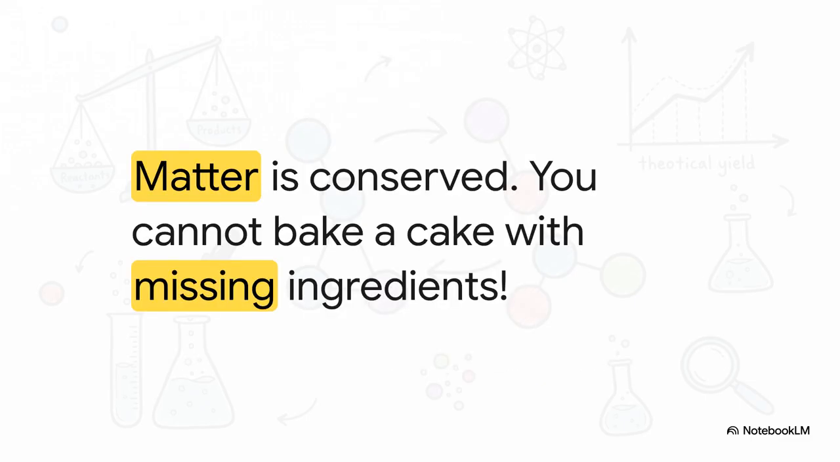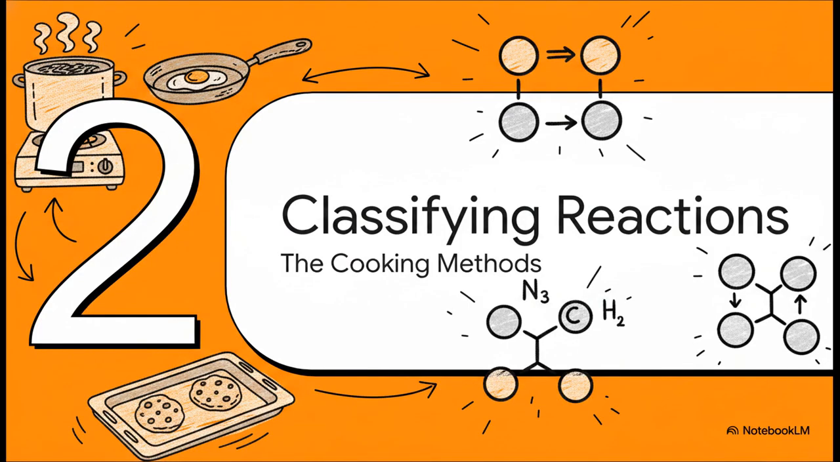So, the absolutely crucial point here is that equal numbers of atoms for each element have to be represented on both sides of that arrow. I mean, think about it. You can't bake a cake with missing ingredients, and you certainly can't create a cake out of thin air, right? The universe strictly follows the law of conservation of matter, and this is exactly why we have to balance equations using coefficients. The math has to perfectly reflect the reality that matter is never created or destroyed. It's just rearranged.